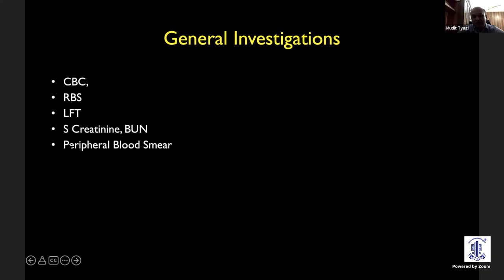Therefore, you need to take care of the liver and renal parameters. And a very important investigation, something which is very easy to get done, not at all costly, but sometimes ignored, is to get a peripheral blood smear done in all of these cases, because a lot of times the hemorrhage may actually be secondary to an underlying coagulation abnormality that can happen in cases of these dyscrasias.